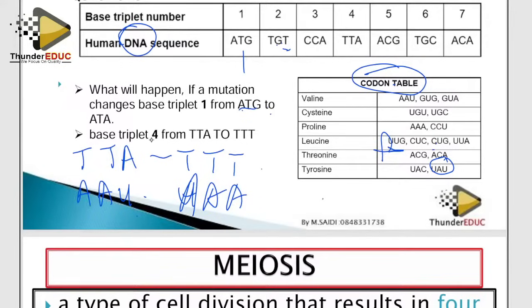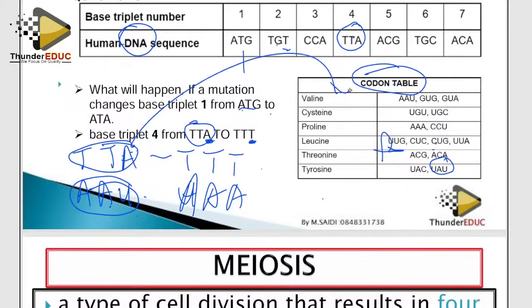So now, base triplet number 4 changed this one. Changed from this, and then it went, meaning that this A was replaced by T. Cool. So when I change this to this, why do I need to change it? Because I can't read this directly here.